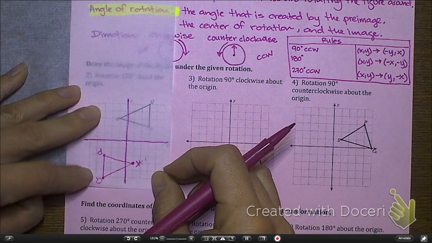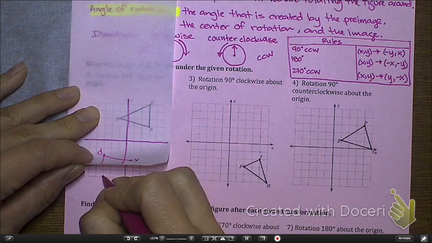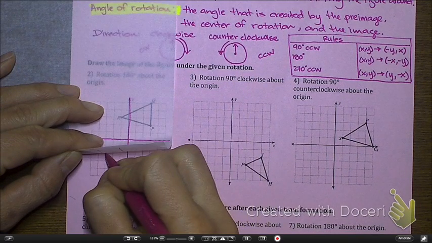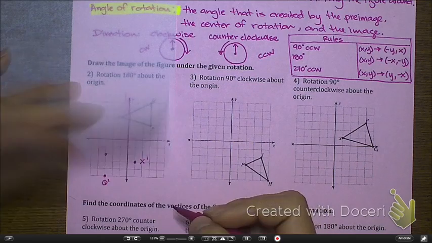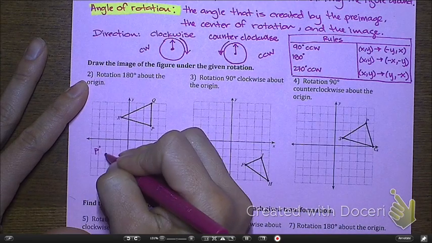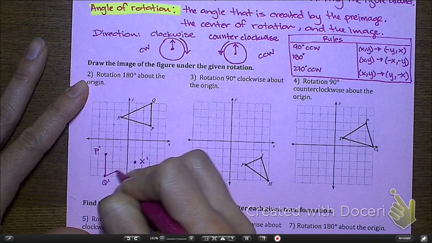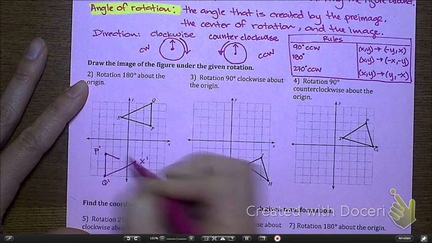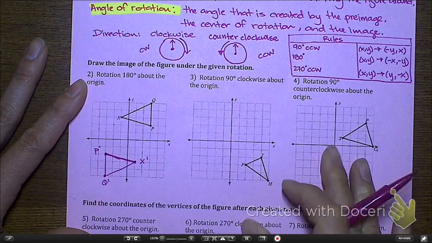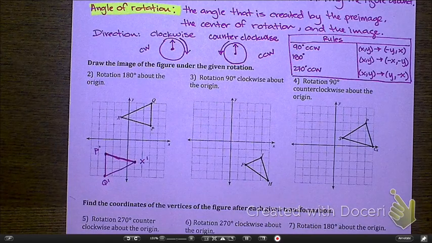Okay? So let's go ahead and gently lift up our paper and write down where our primes ended up. There was X prime, Q prime, and did I get that in the right spot? Okay, P prime. And then I'm going to go ahead and trace over my outline of my shape.